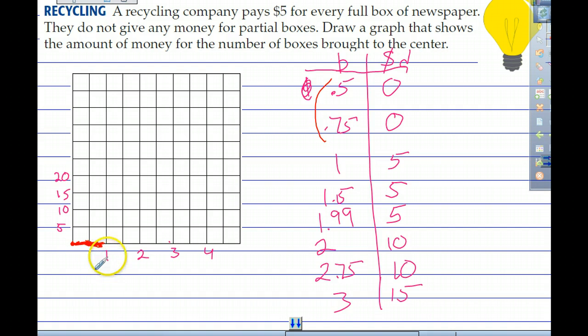Now what happens at 1? You get $5. So we get to 1. Where should I put the point? 5. Yeah, right at the top. And then the same idea. If I have 1.5 boxes, I still get $5. I still have 1.99 boxes, still have $5. And so same with all these points right here.